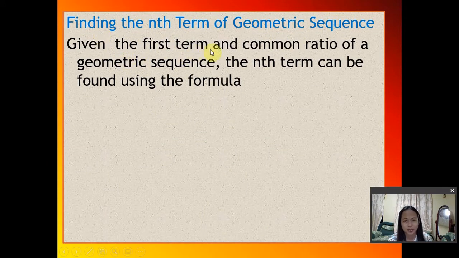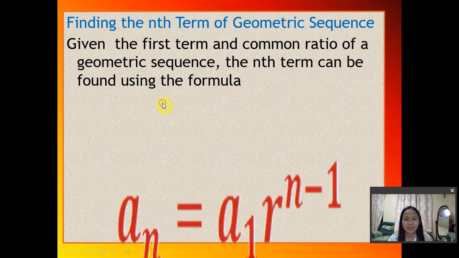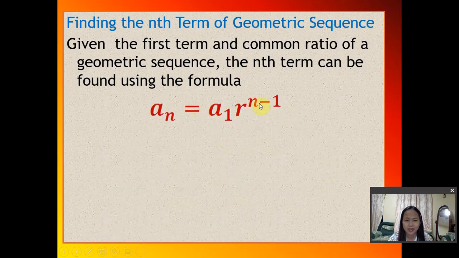So given the first term and the common ratio of a geometric sequence, the nth term can be found using this formula. This is the formula that can help us in determining the particular nth term of our geometric sequence, so that we don't need to multiply from the first up to the desired nth term. To make it quick, we can apply this formula: a sub n is equal to the first term times r, which is the common ratio, raised to the power of n minus 1.